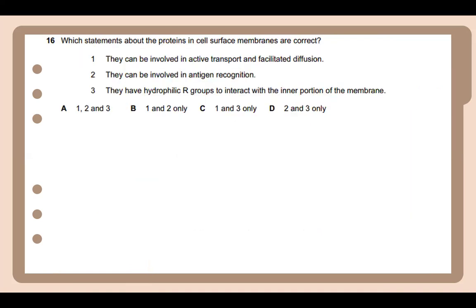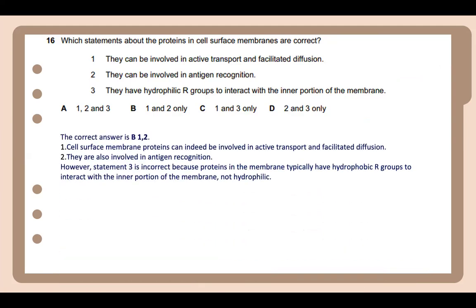Which statements about the protein in the cell surface membrane are correct? The correct ones are statement 1 and statement 2. They can be involved in active transport and facilitated diffusion. They are also involved in antigen recognition. However, statement 3 is incorrect because proteins in the membrane typically have hydrophobic R groups to interact with the inner portions of the membrane, not hydrophilic.